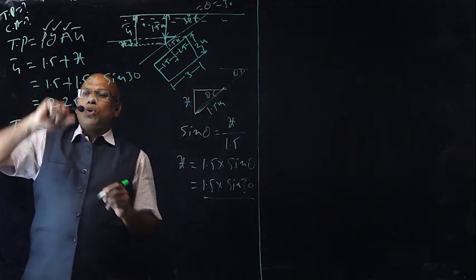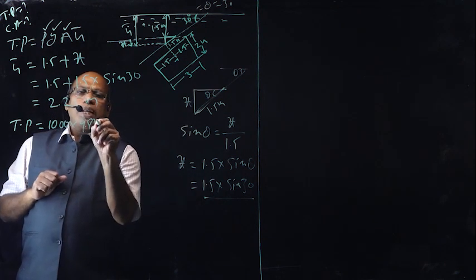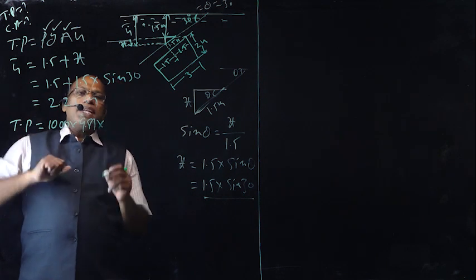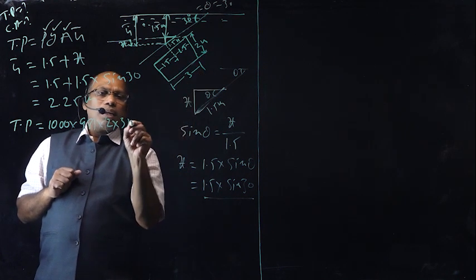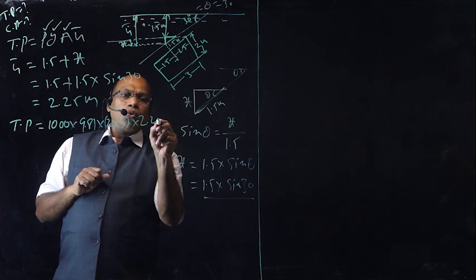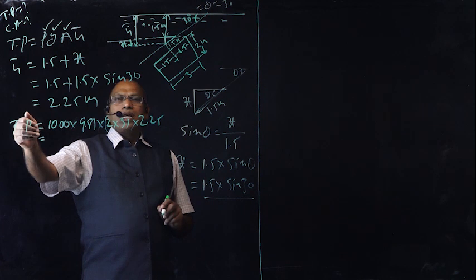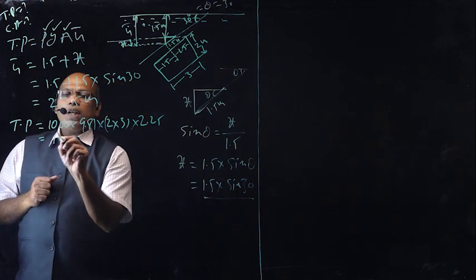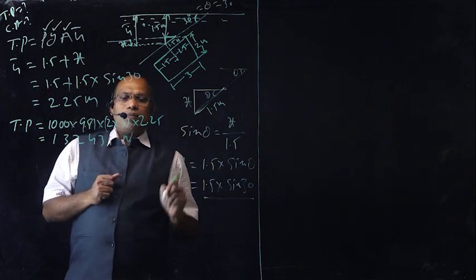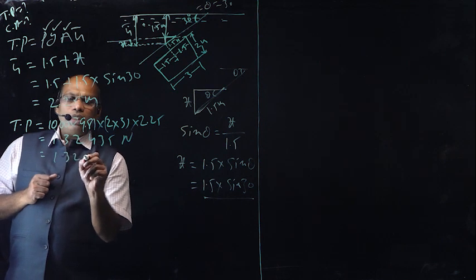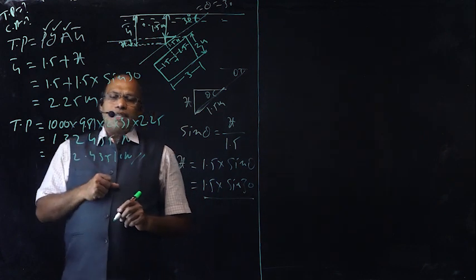P equal to rho, that is 1000, into g value 9.81, into area, that is 2 into 3, into h bar, 2.25 meters. Finally the total pressure or pressure force is equal to 132.435 kilonewtons. This is the total pressure.